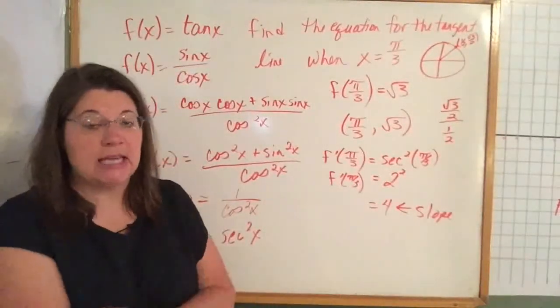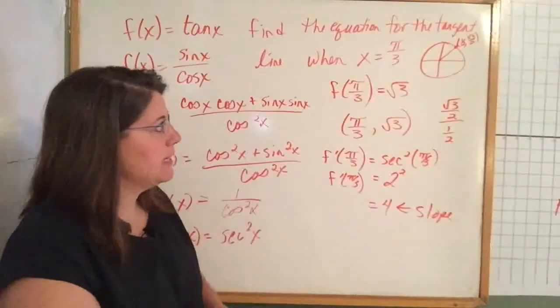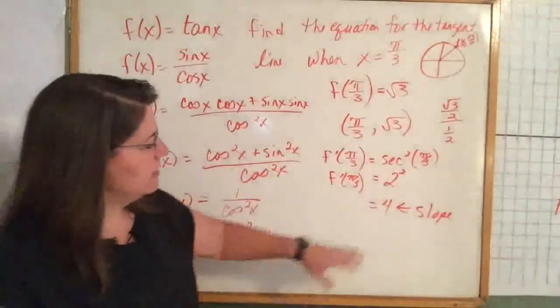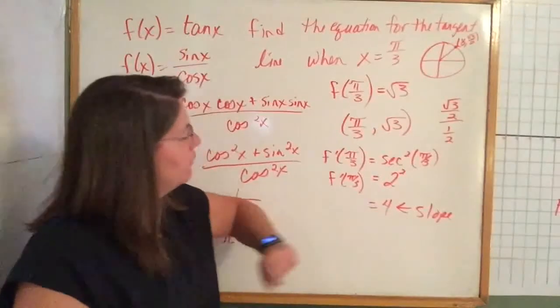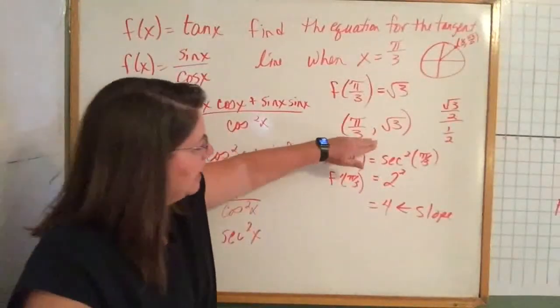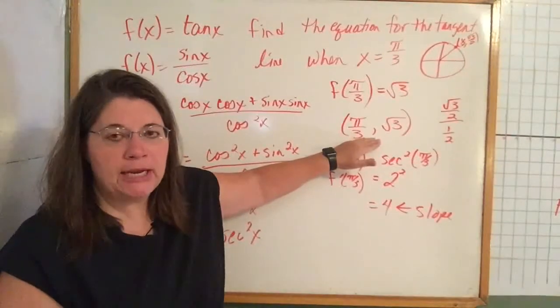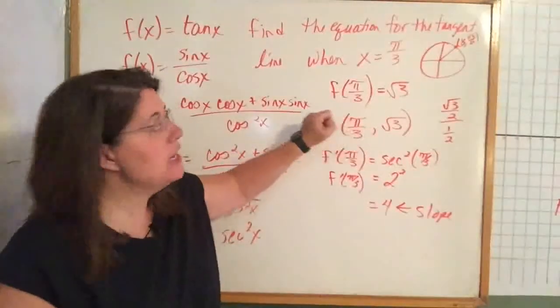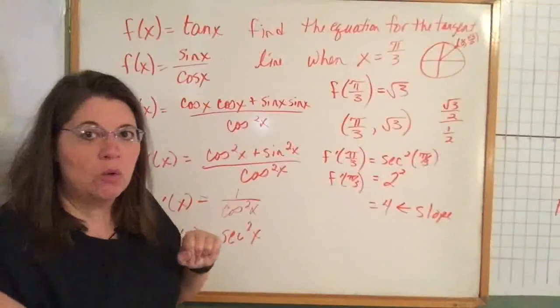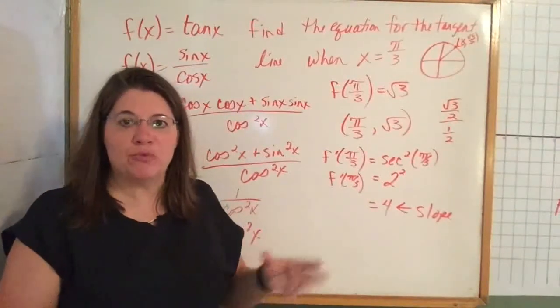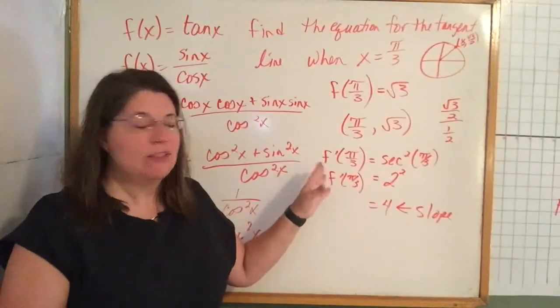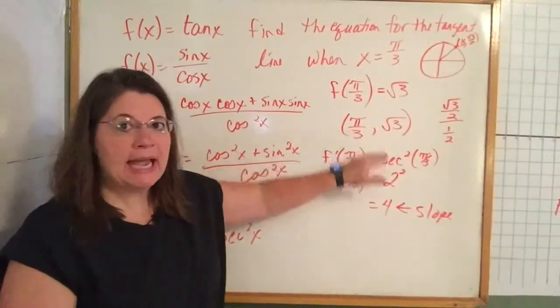It's a velocity, if we were talking about speed or movement. So the slope here is 4. The ordered pair we're going to plug in for is pi over 3, square root of 3. And all they said here was to find an equation. Well, what's the easiest equation from algebra to plug all this information in? The one that you can plug a point and the slope into.